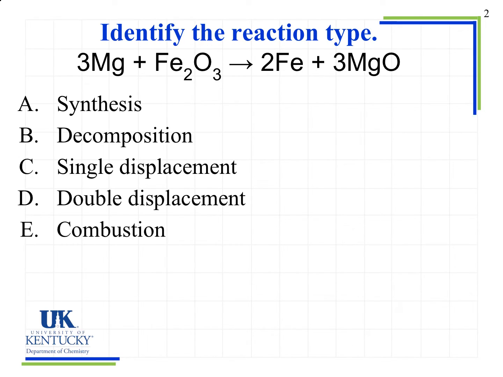Another reaction, we start with magnesium by itself and the iron 3 oxide compound. On the product side, we have iron by itself and the magnesium oxide compound. And this is known as single displacement. Notice that the magnesium was by itself, the iron was in a compound. Magnesium comes in and displaces the iron, so now the iron is left by itself and the magnesium is now in the compound.